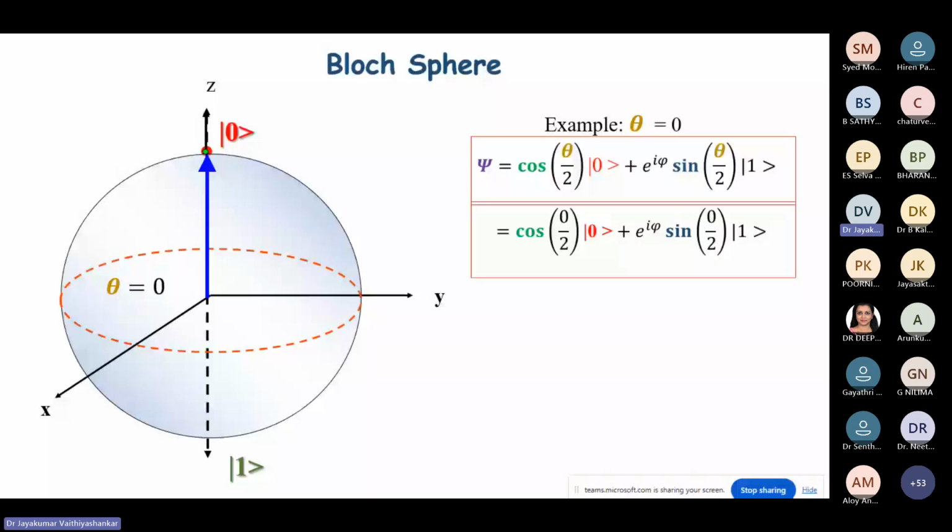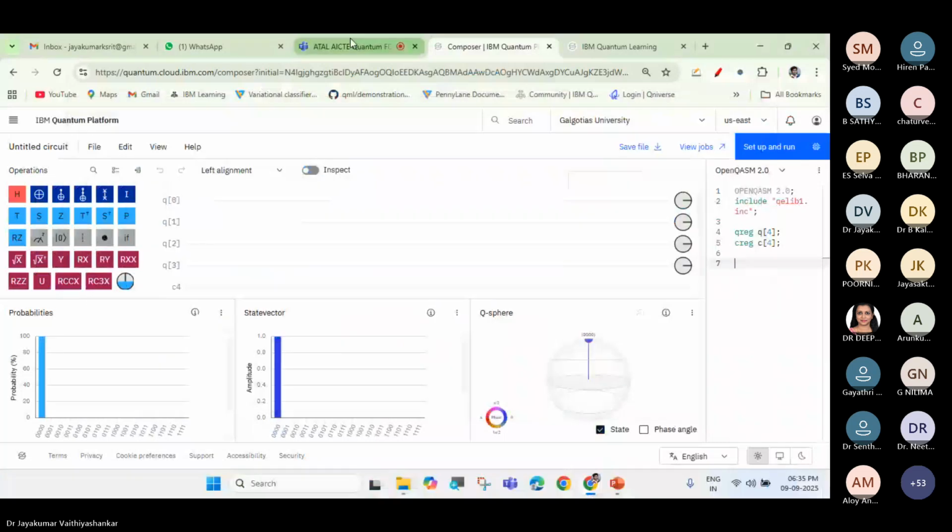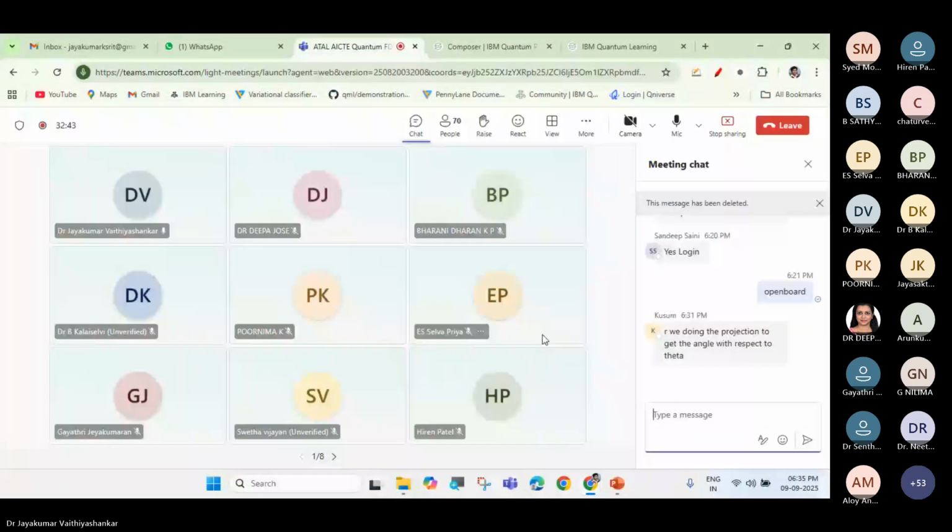When you apply theta equal to 0, what will you get? Anybody able to answer?